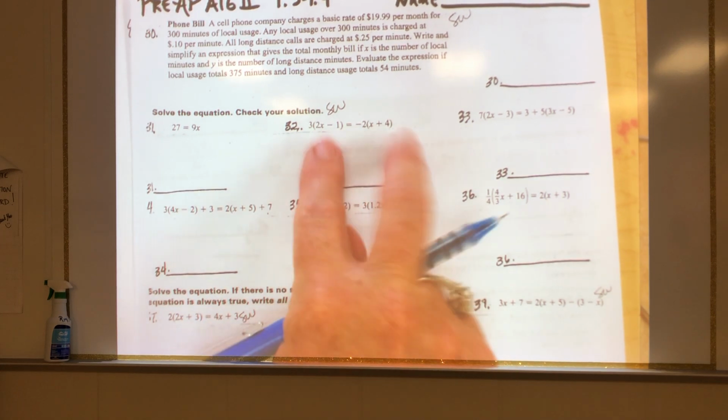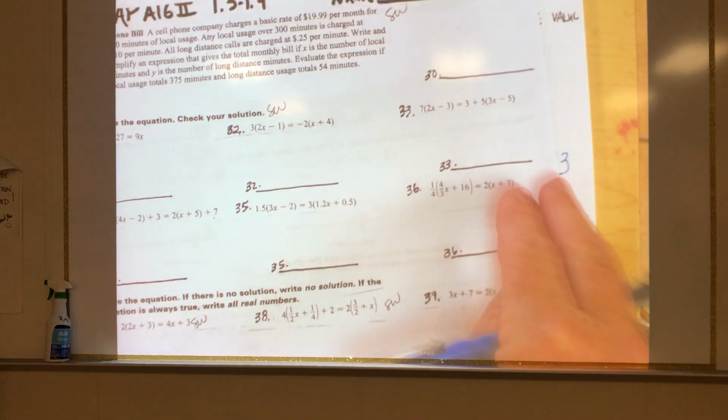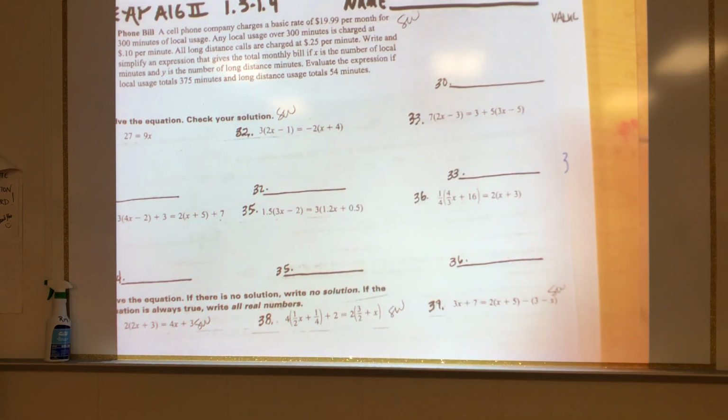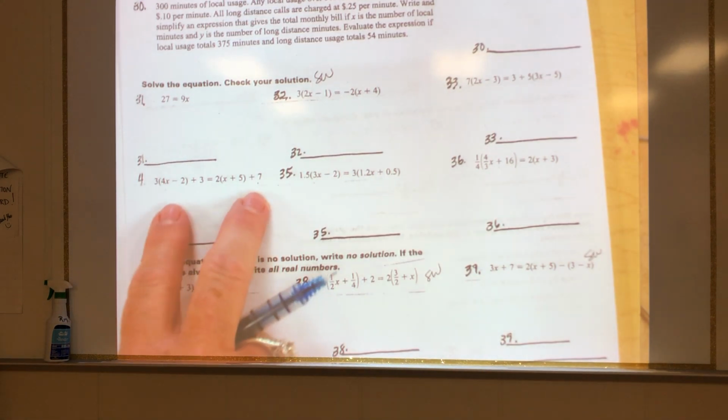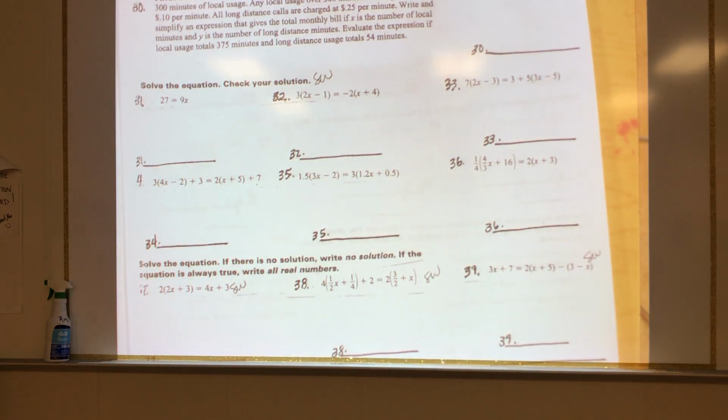Here you got to use a little distributive. Put all your x on one side, plain numbers on the other. Here you got to use distributive and collect. Getting a little more complicated. Do you see what I'm saying? You're just solving all these equations.